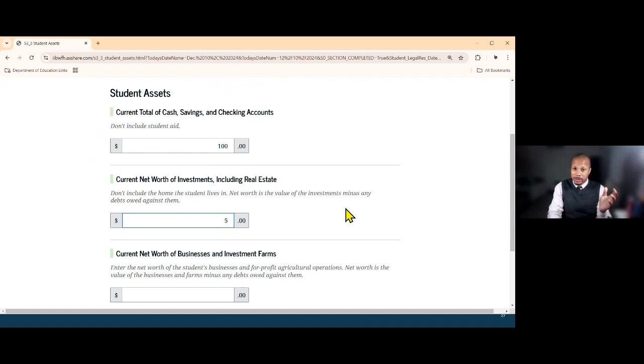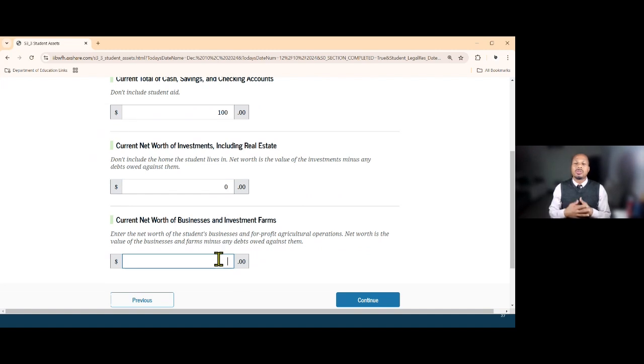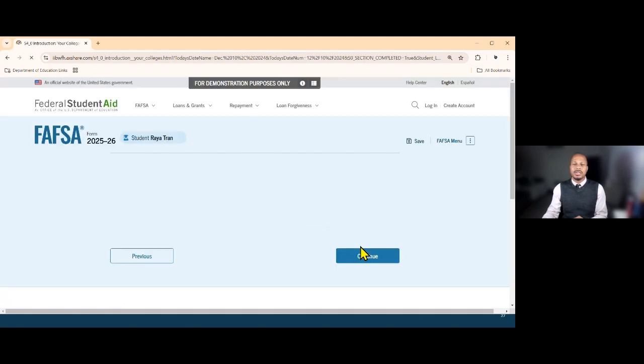But in this case, the student doesn't have any rental property, so we hit 0. And the same goes for your businesses. If you have a business, what is the value of the student's business? Then we look at any debts owed on that business, and the difference between the two you put in this area. If it's in the minus, just go ahead and hit 0. Okay. And then you hit continue.